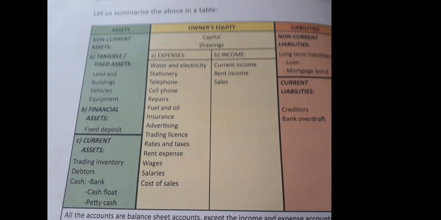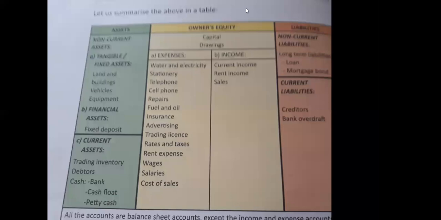Right, if we move to the middle column, that is saying owner's equity. Now, owner's equity, and look what is standing in front of you: owner's equity is your capital account, your drawings account, all your expense accounts, and all your income accounts. Very important to know this. So owner's equity is capital, drawings, all your expense accounts, all your income accounts. Then you will see they have put a lot of examples under expenses and income. So let's start with income. The examples there are current income, rent income, and sales.